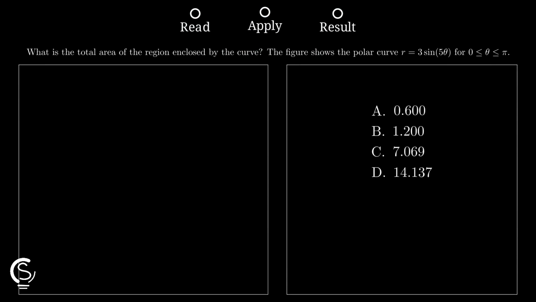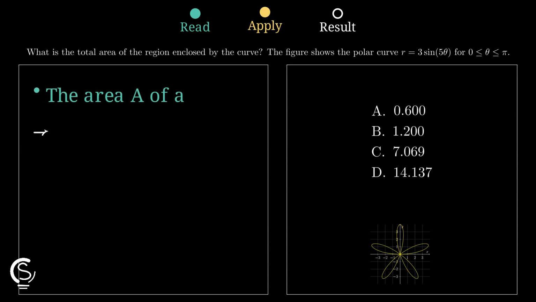Start with the polar area formula, 1/2 integral of r squared d theta, because enclosed area for a polar curve comes from sweeping radius lengths through angle. Here, r equals 3 sine of 5 theta, so square it to get 9 sine squared 5 theta. Then integrate over 0 to pi to capture the whole region.